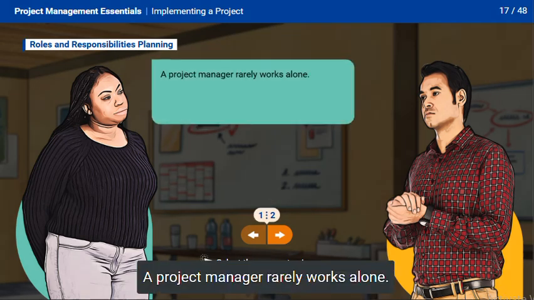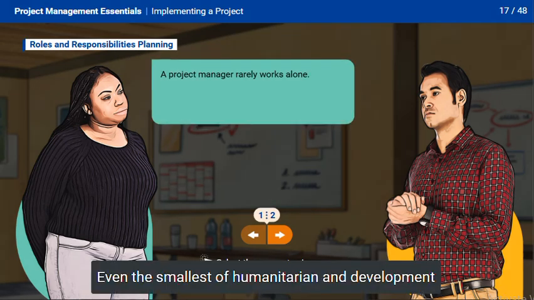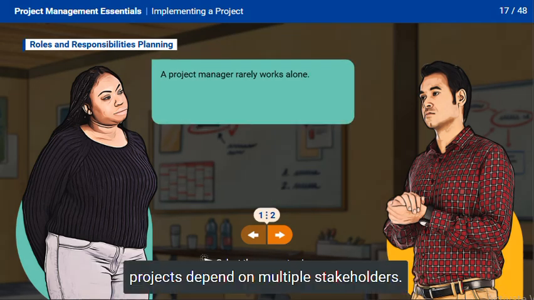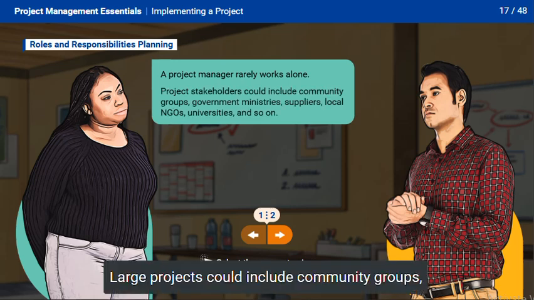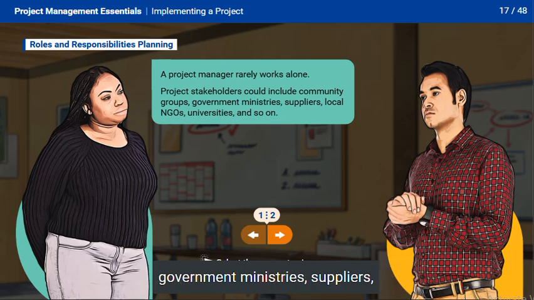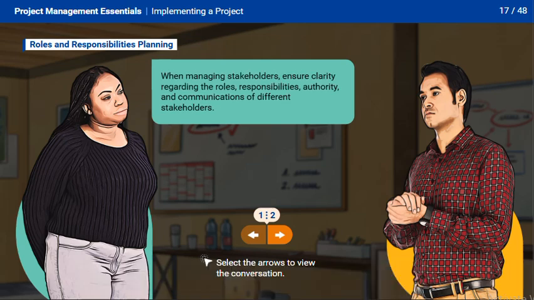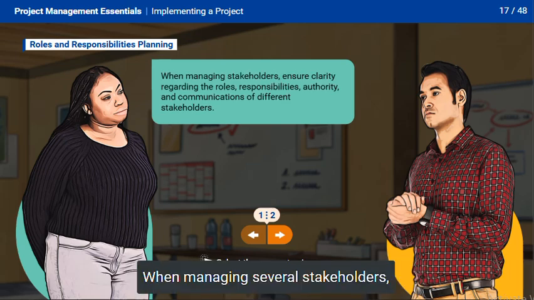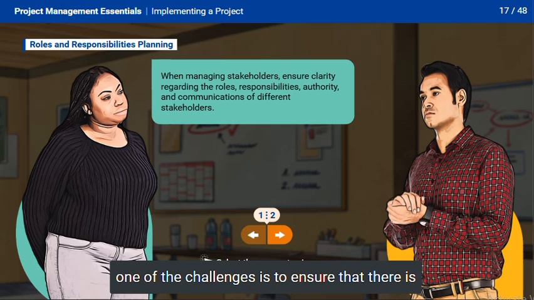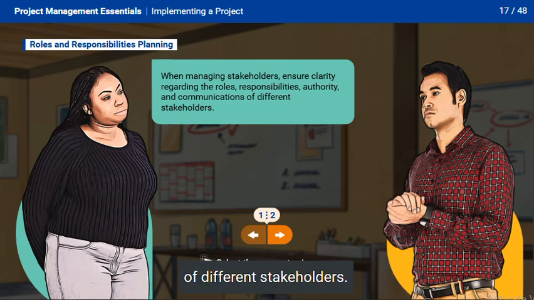A project manager rarely works alone. Even the smallest of humanitarian and development projects depend on multiple stakeholders. Large projects could include community groups, government ministries, suppliers, local non-governmental organizations, universities, faith-based organizations, and others. When managing several stakeholders, one of the challenges is to ensure that there is clarity regarding the roles, responsibilities, authority, and communications of different stakeholders.